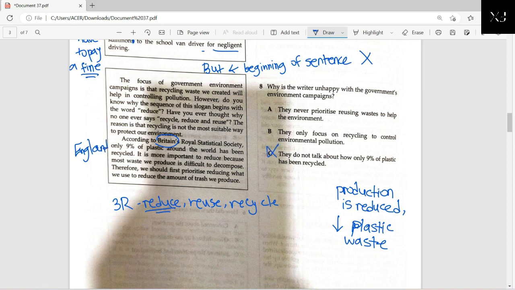So is it never prioritize or only focus? Do they say never prioritize reusing? In this whole short text that we have read, there's no mention of reusing at all. So A is out of the question. So that leaves us with B. Okay, they only focus on recycling. You see from the beginning that the focus is the recycling waste. So that's why this writer was unhappy and said that we should actually educate people to reduce instead of recycle.